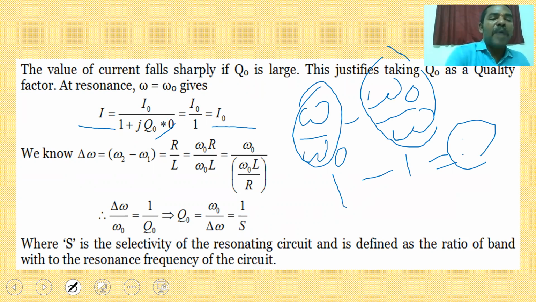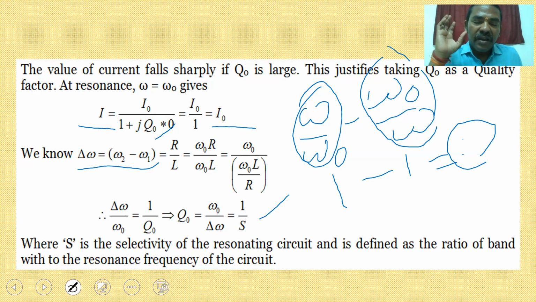Now the bandwidth is omega 2 minus omega 1, which is equal to R by L. I am multiplying and dividing by omega naught, so omega naught R divided by omega naught L, which is equal to omega naught divided by omega naught L by R. So delta omega by omega naught is equal to 1 by Q. So Q naught is equal to omega naught by delta omega, or 1 by S, where S is selectivity.